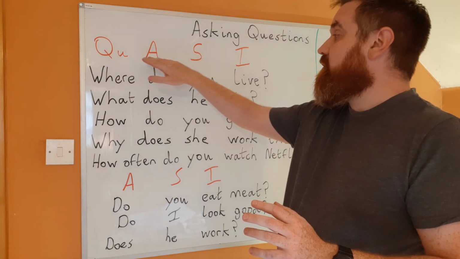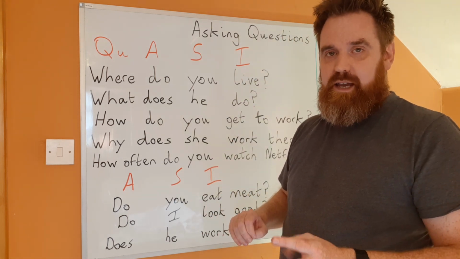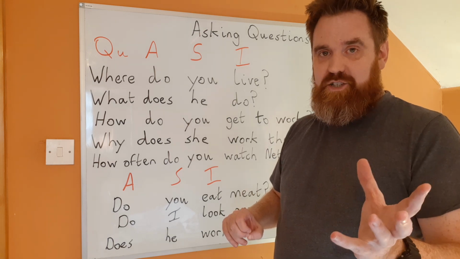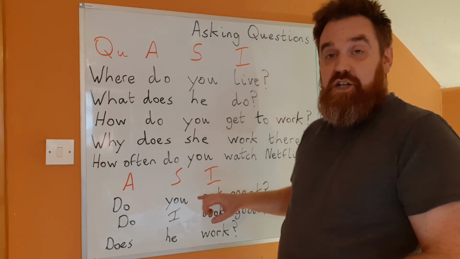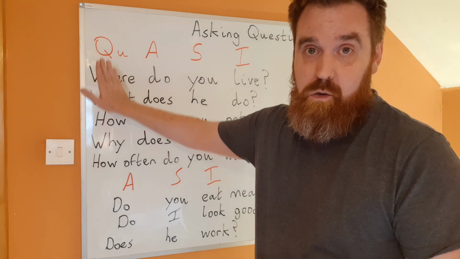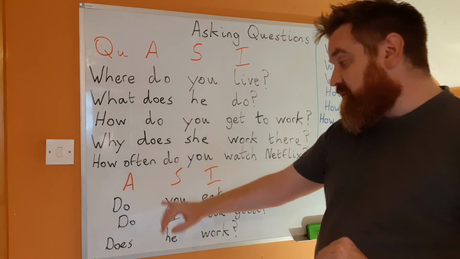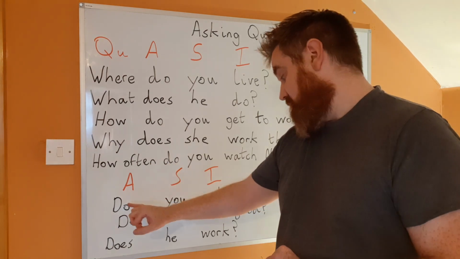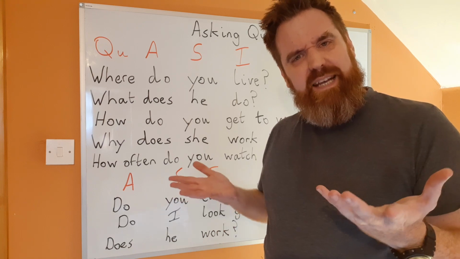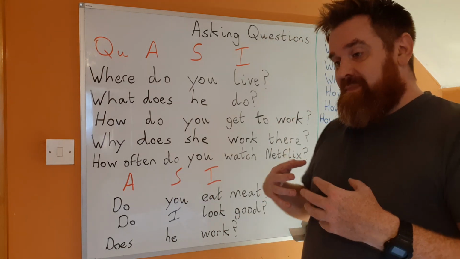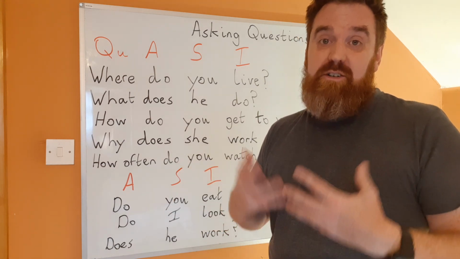So that's QUASI. Now I'm going to show you an easier way to make questions. So you can also make questions using ASI. There's no question word for these, okay? So it begins with the auxiliary. Do. Do you eat meat? Oh, are you a vegetarian? Do you eat meat? Again, it's a general question. The answer is always true or generally true.